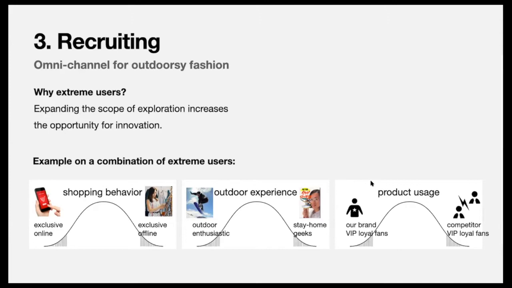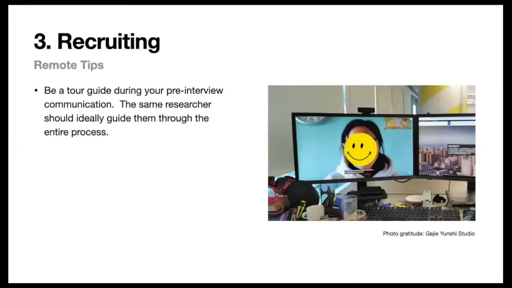Number one is their shopping behavior, to find extreme users who shop exclusively in stores or exclusively online. The second dimension is their outdoorsy experience, to find users who are outdoorsy campers or those who are more comfortable in the city. The third is about brand perception. I hope this example demonstrates what extreme users are, and you can recruit more extreme users than target users for your product innovation.